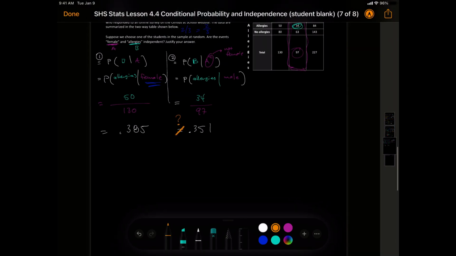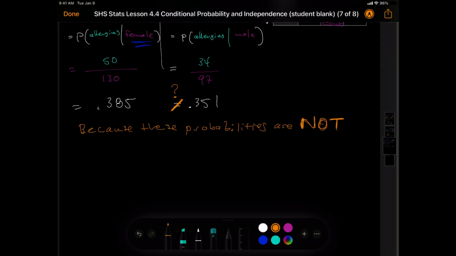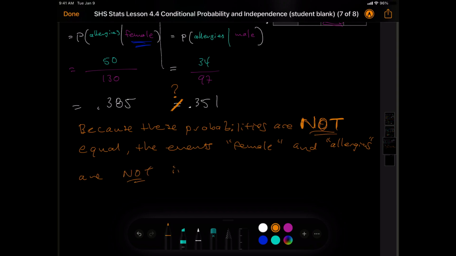All right, let's justify our answer now. Are the events independent? Because these probabilities are not equal, the events female and allergies are not independent.